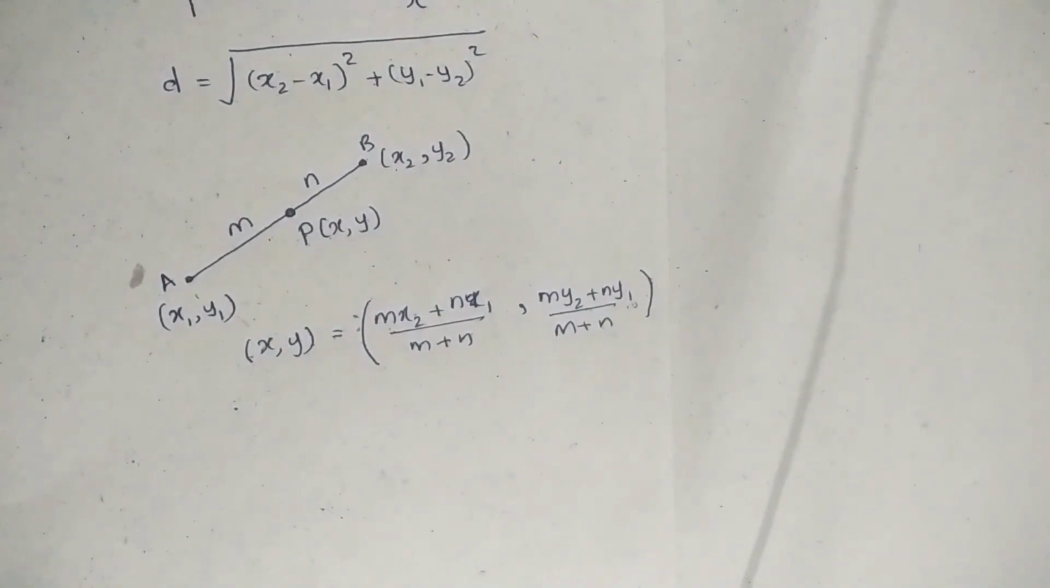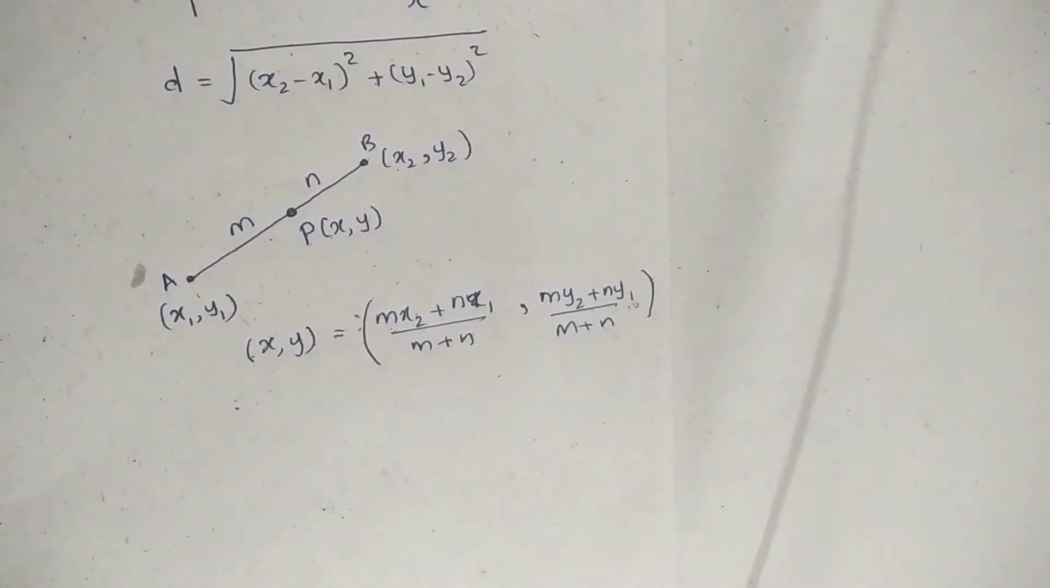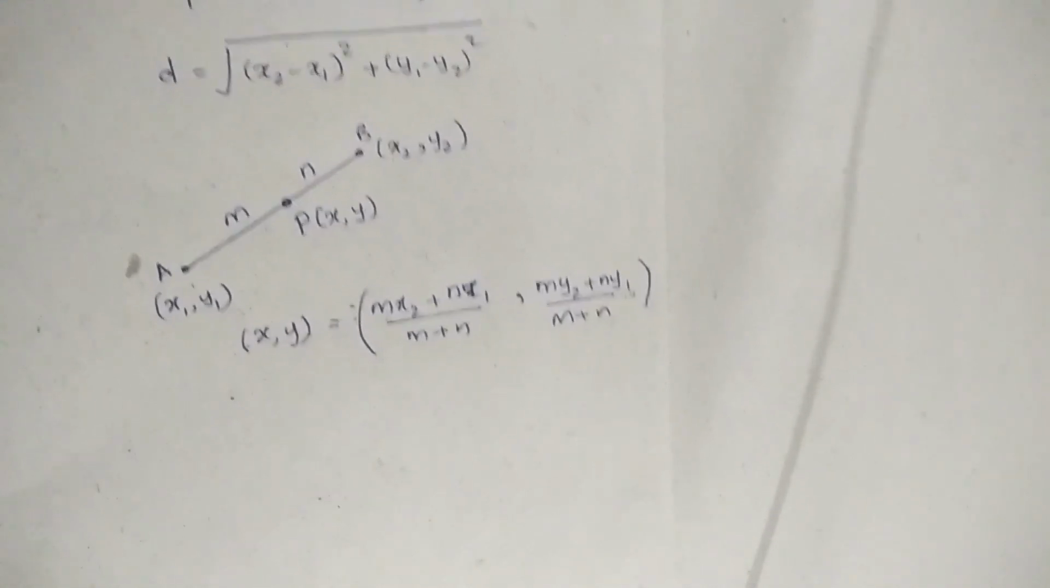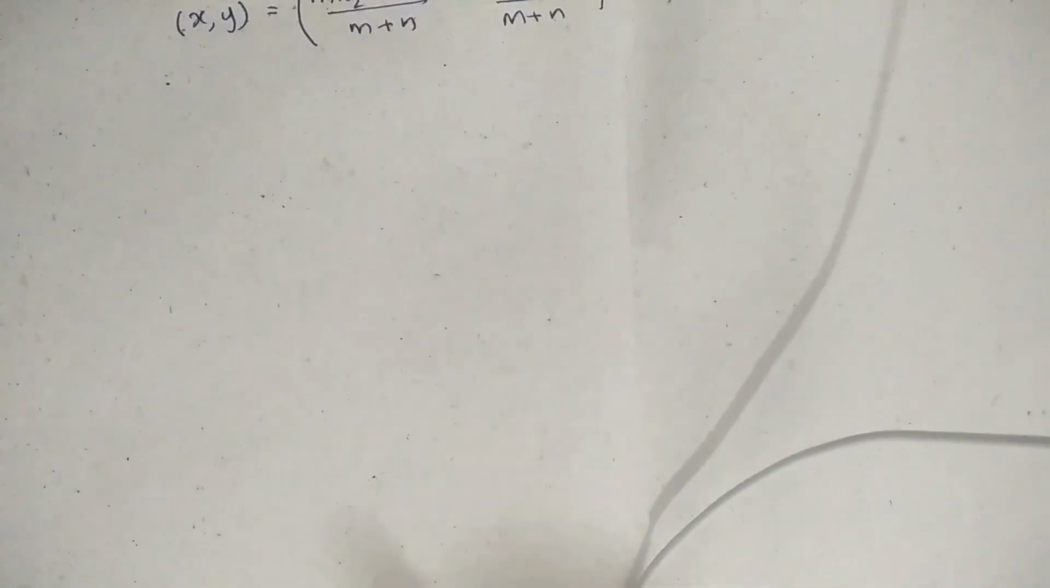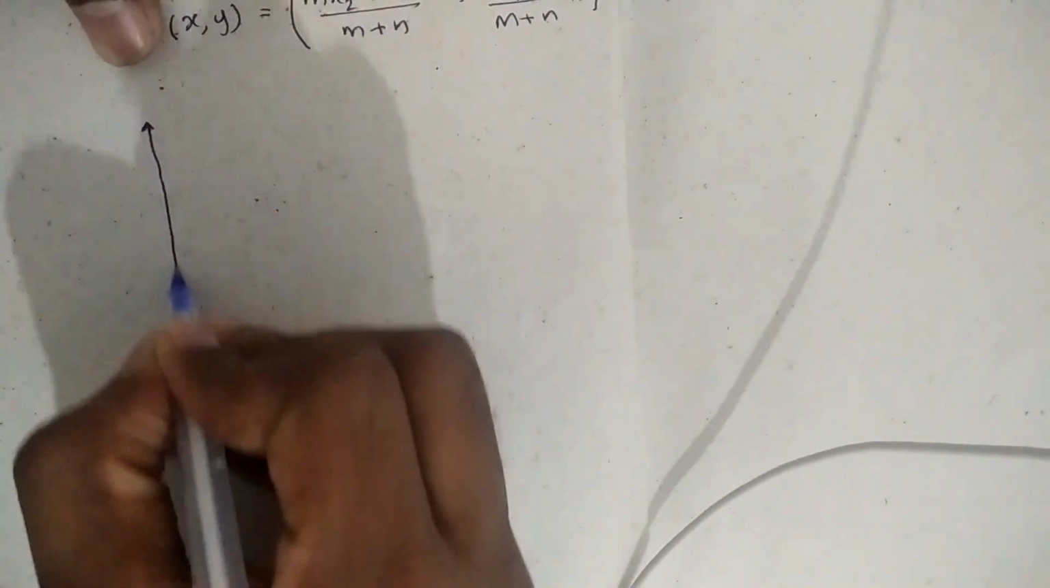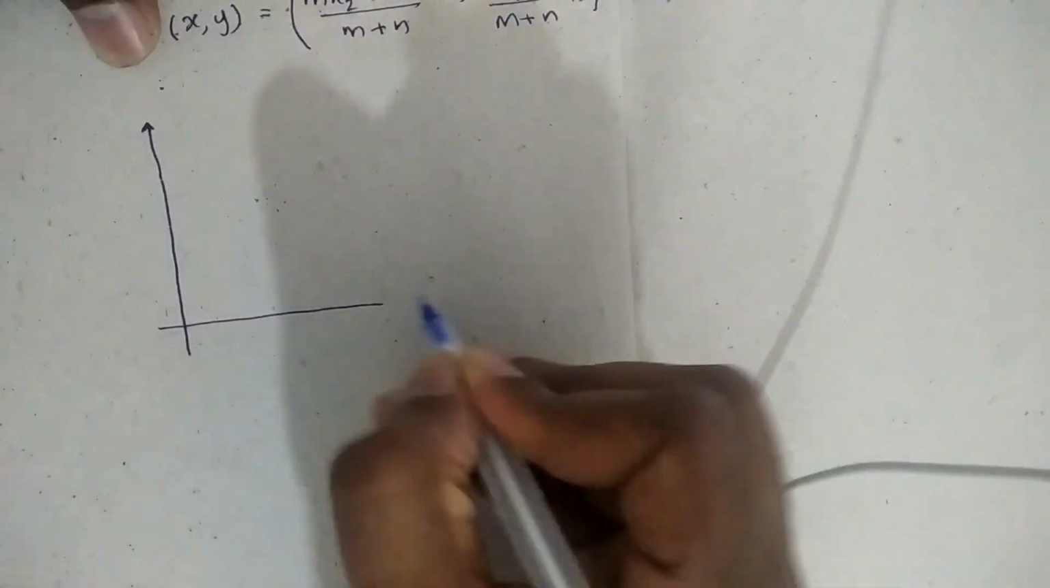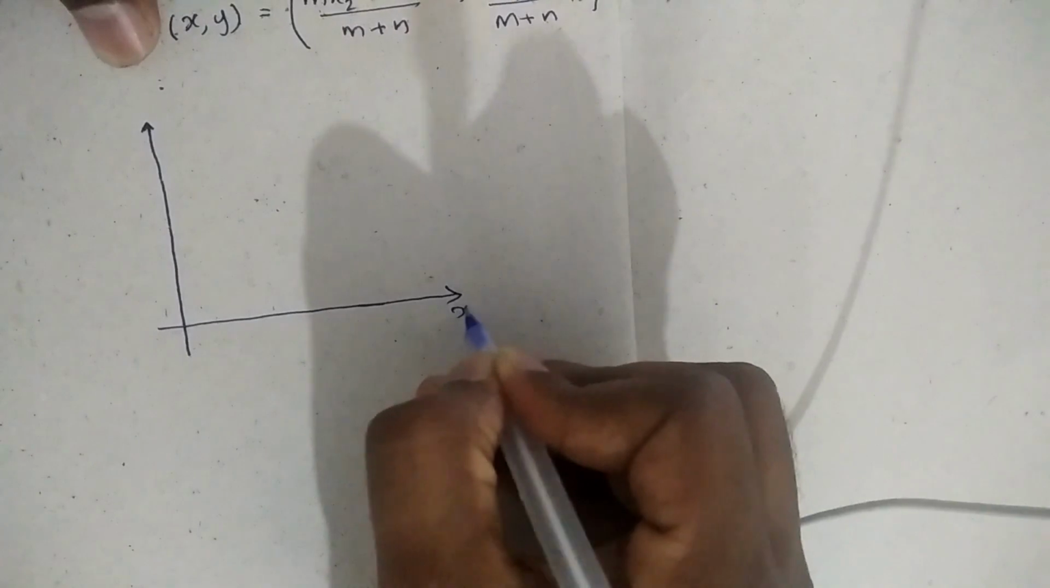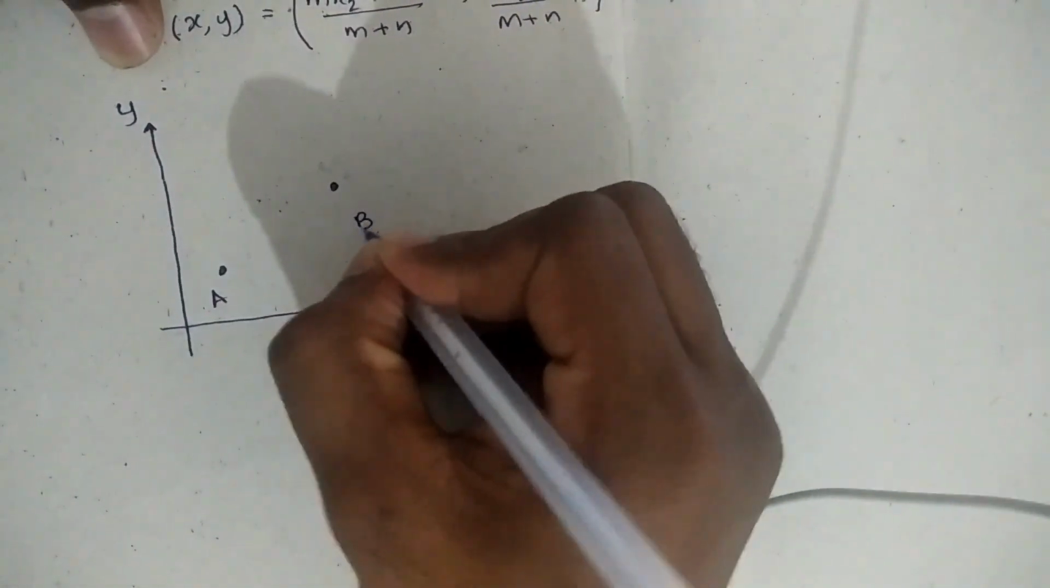So guys, what we're going to do now is think about a point that cuts a line externally. So now let's think about it. If you have the Cartesian plane, with an x-axis and a y-axis, you have 2 points, A and B, and you have this line.